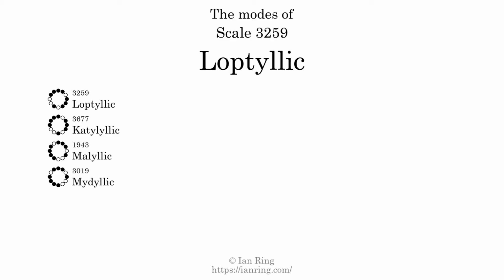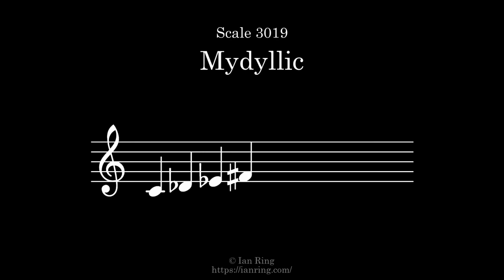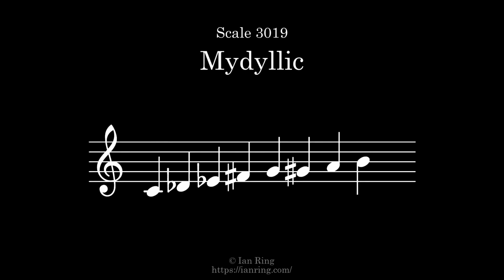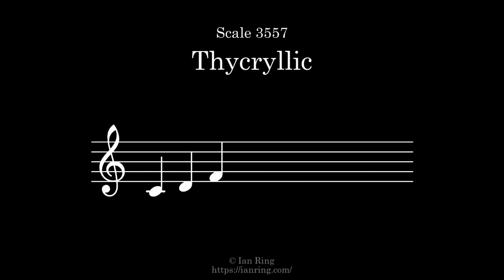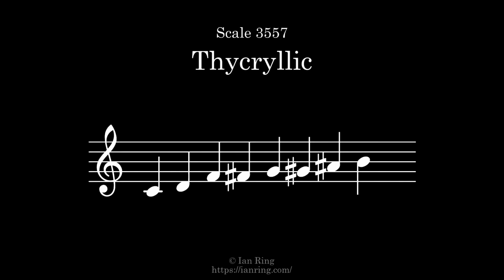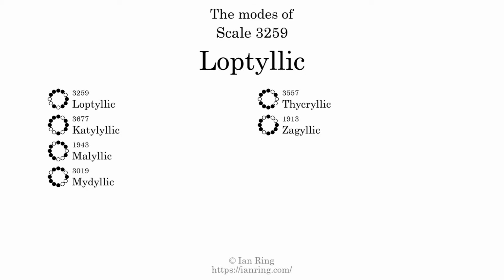The fourth mode is scale 3019, also known as melodic. It sounds like this. The fifth mode is scale 3557, also known as octatonic. It sounds like this. The sixth mode is scale 1913, also known as octatonic. It sounds like this.